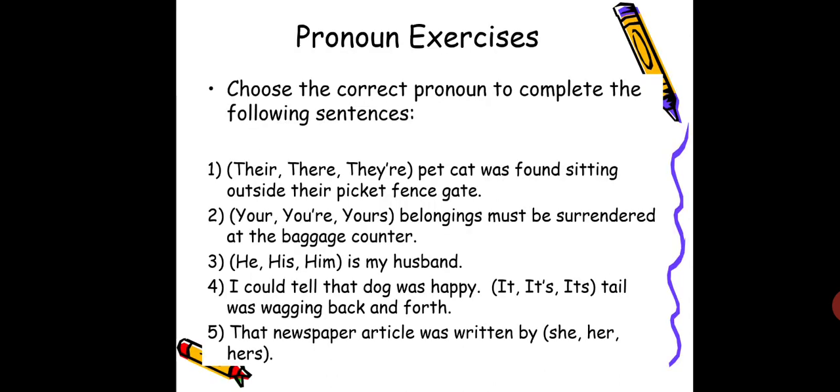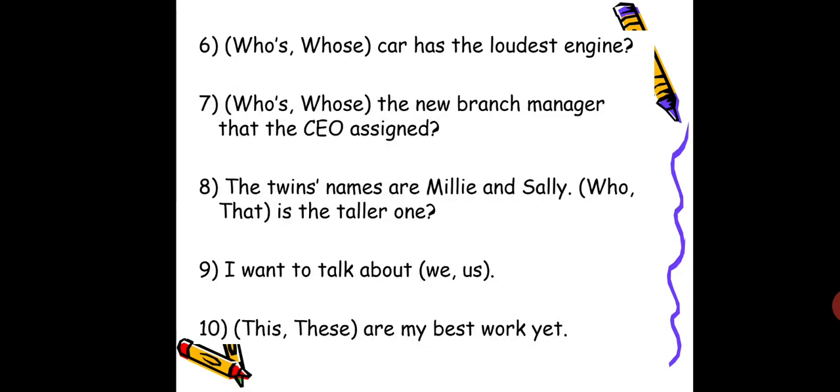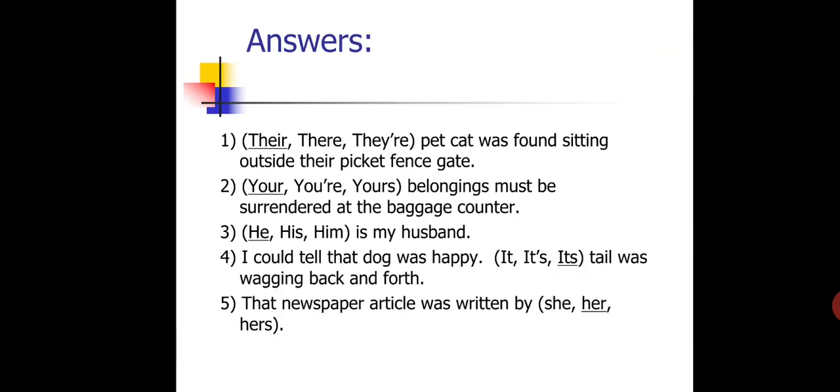So choose the correct pronoun to complete the following sentences. So, number 1, okay, check tayo ha. Pwede nyong i-pause. Pakisagutan po natin ito ng maayos. Pause muna. Next, question 6 to 10. Pause. Number 9, no, I want to talk about we. Come on. I want to talk about us. Okay. Answers po, number 1 to 5. Take a screenshot. I'll give you 5 seconds.